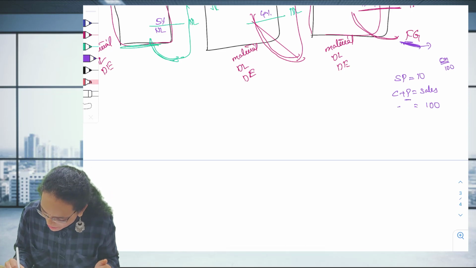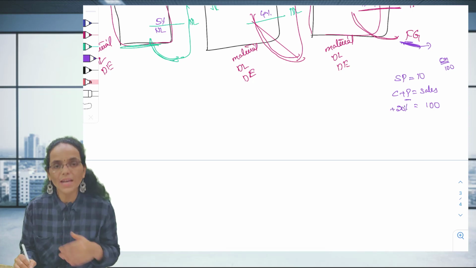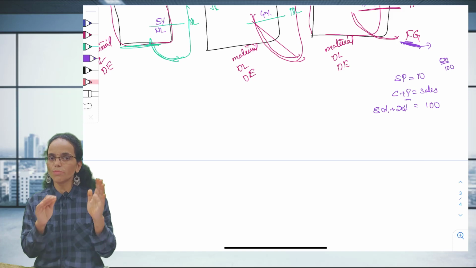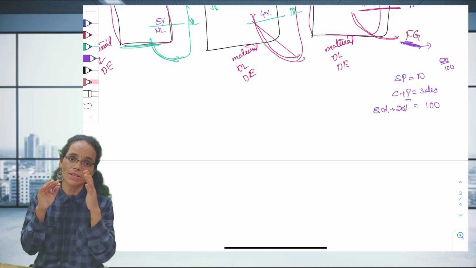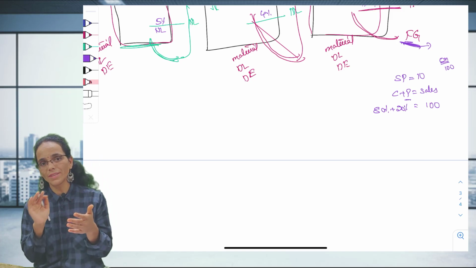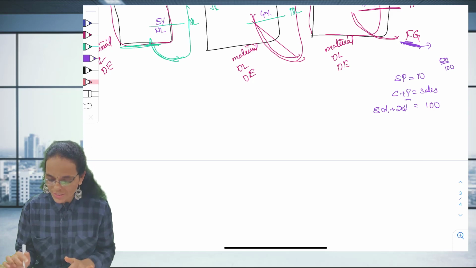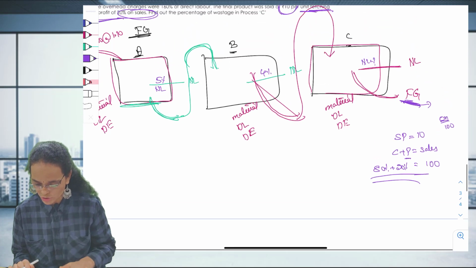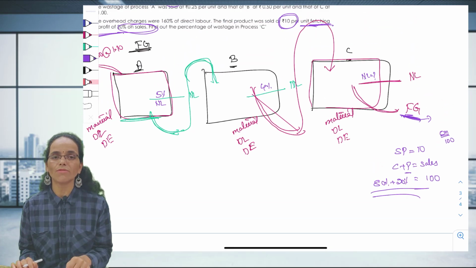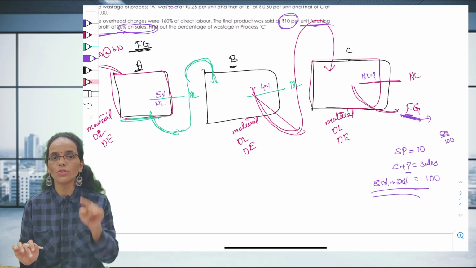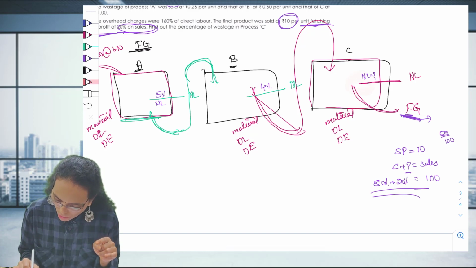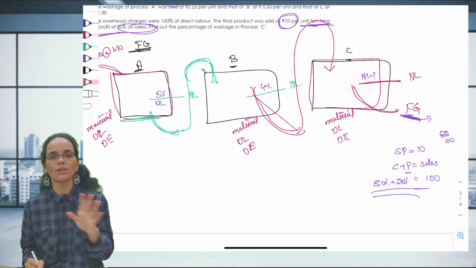In the sense, the profit element is 20%. It is indirectly saying that 80% is the cost of the product. 80% of the selling price is the cost and 20% of the selling price is the profit. That's what he is saying in this equation. Just try to understand, I'll explain it. So by using this information, now we need to find out what is the normal loss in process 3. That is our question.